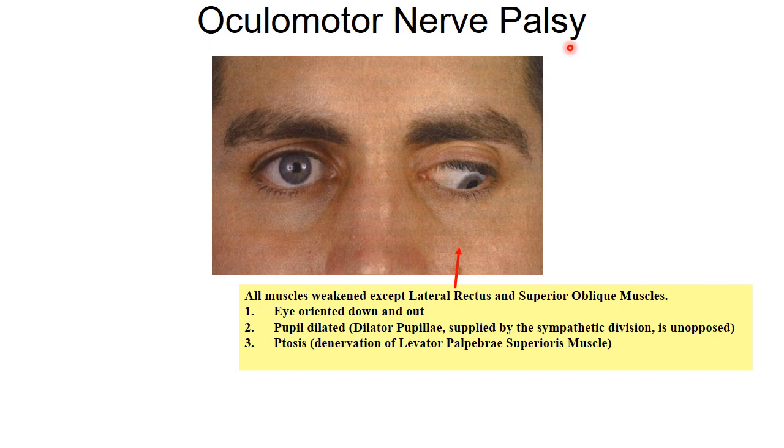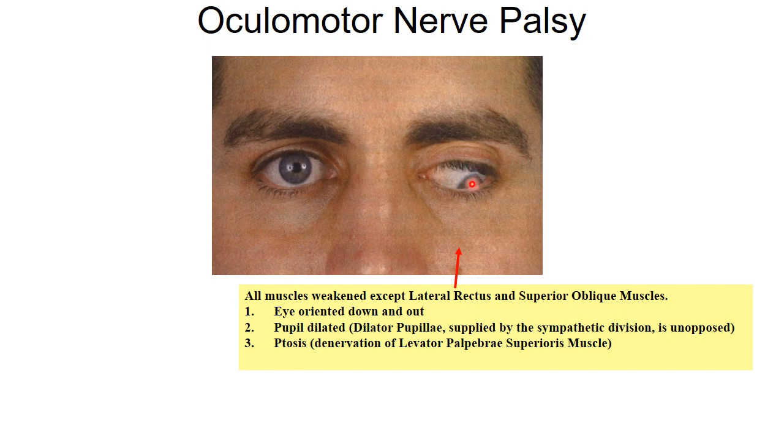Okay, furthermore, the superior oblique is a depressor of the eyeball. Therefore, it shouldn't be surprising that loss of cranial nerve 3, leaving lateral rectus and superior oblique unopposed, two abductors and a depressor, the eyeball will be turned down and out. Okay, so the patient will look down and out with an oculomotor palsy. The other thing is that we lose innervation, or we have weakness of the levator palpebrae superioris, and so we have ptosis of the eyelid as well.